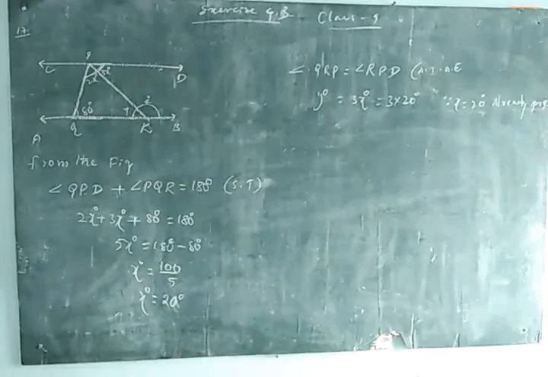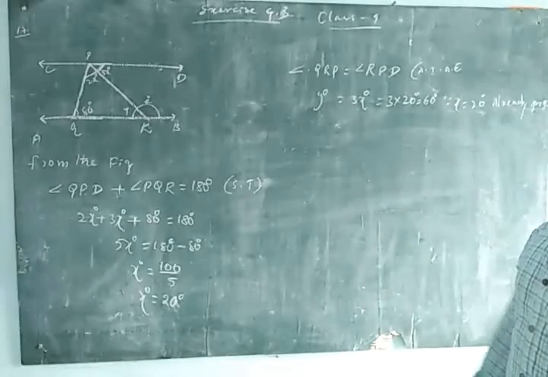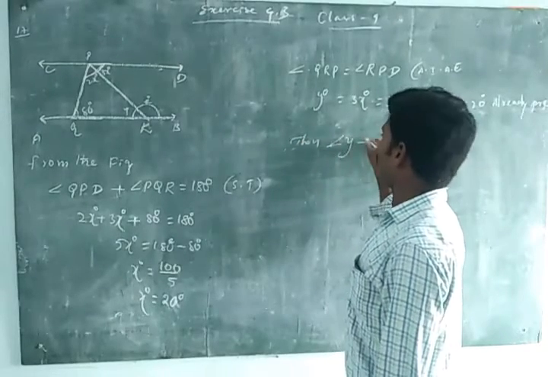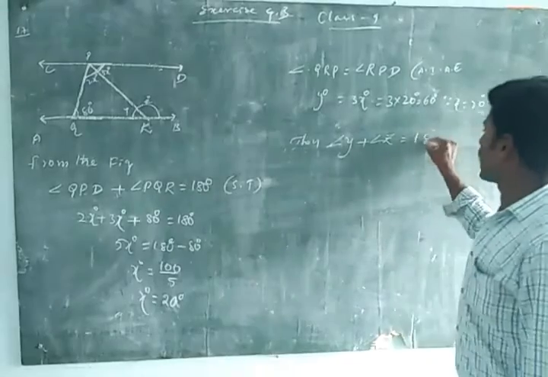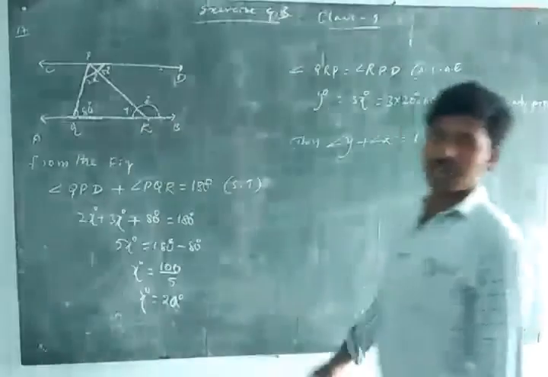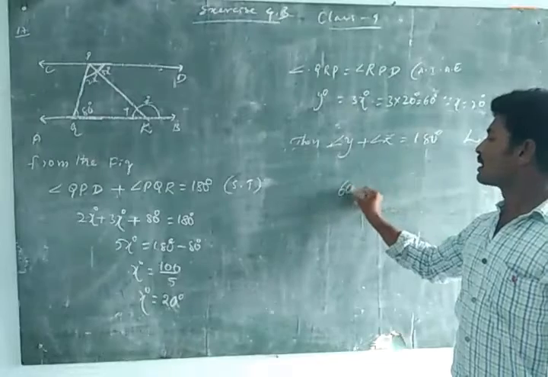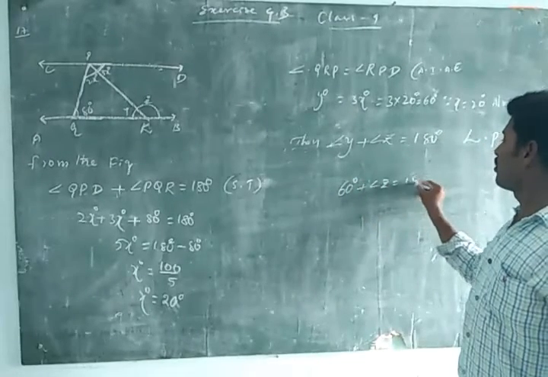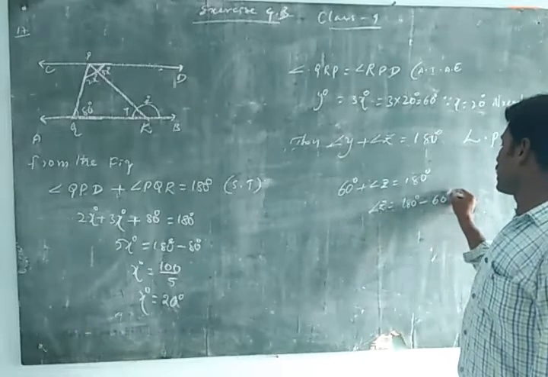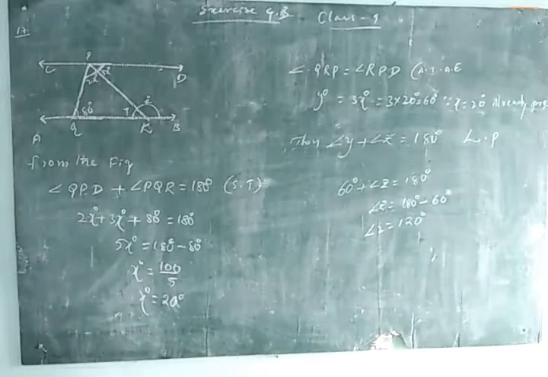Now that is equal to 3 into 20, which is 60 degrees. Y value is 60 degrees. Then angle Y plus angle Z is equal to 180 degrees, linear pair. So we know that already angle Y value, that means 60 degrees plus angle Z is equal to 180 degrees. Then angle Z is equal to 180 minus 60 degrees, you get 120 degrees. Angle Z is equal to 120 degrees.